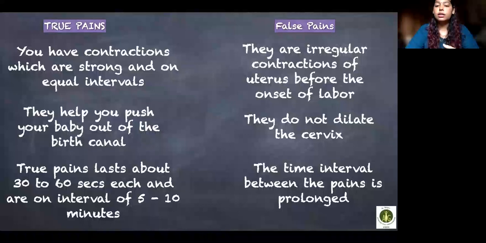False pains are basically irregular cramps. You can call them irregular contractions, which occur in the uterus before the labor. They are basically false. They do not dilate your cervix, they do not help in crowning of the baby, and the time interval between the pains is very prolonged.